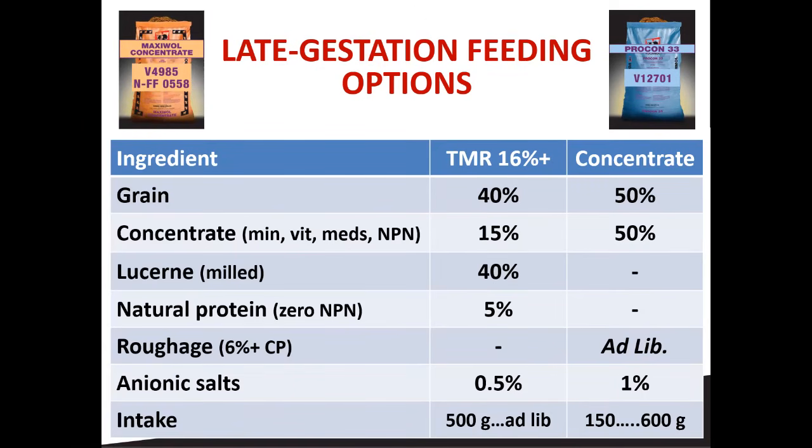You've got 2 options there: total mixed ration, so it's a complete feed. Usually it consists of about 40% grain.